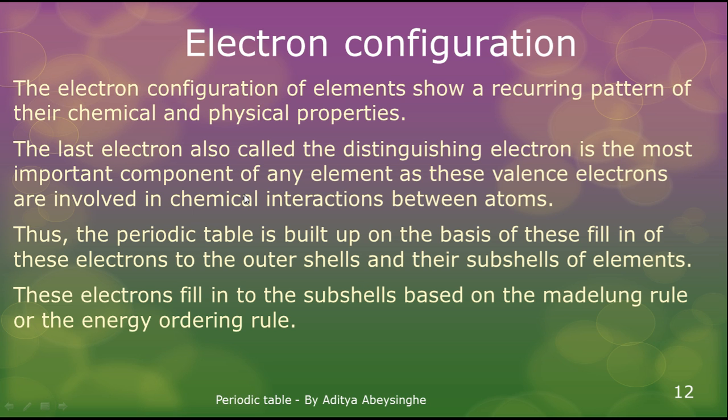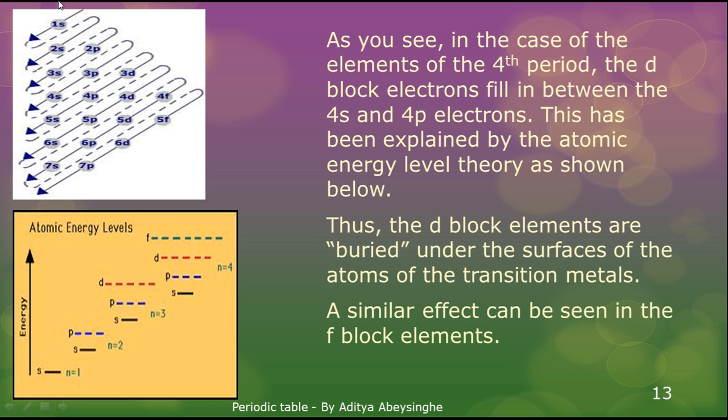Due to this, and because electron configuration is the basis of the modern periodic table, electron configuration is of the utmost importance to study. It is very important when studying the periodic table. These electrons, as I mentioned in the first part of the video, fill according to the Aufbau principle, also called the building up rule or the energy ordering rule. There are various names for this. You have already seen the electron configurations of different elements.